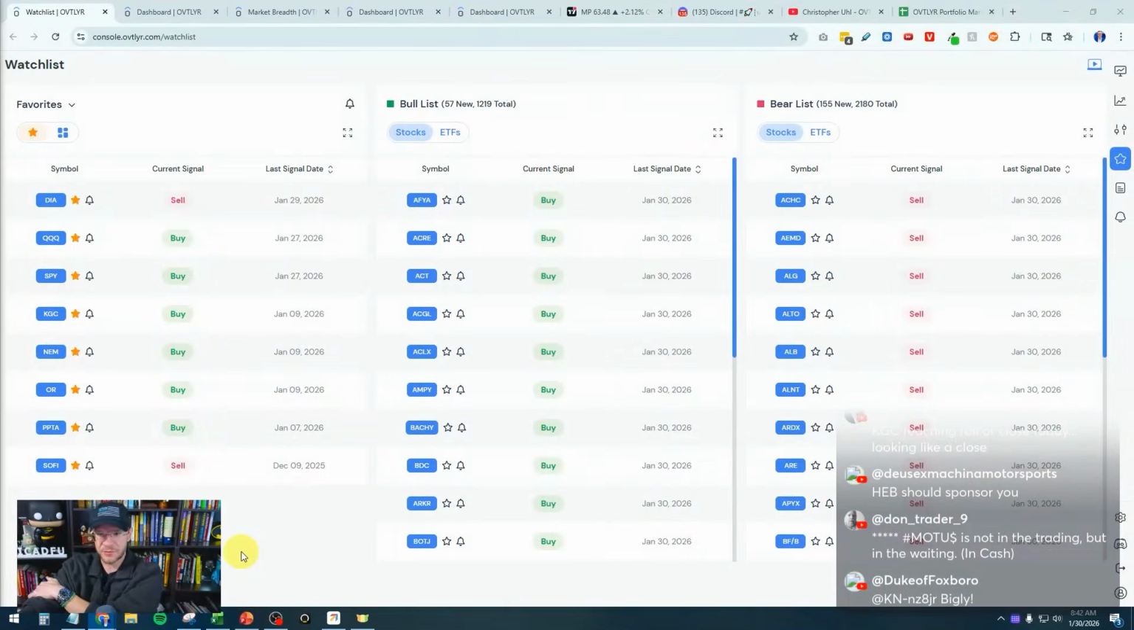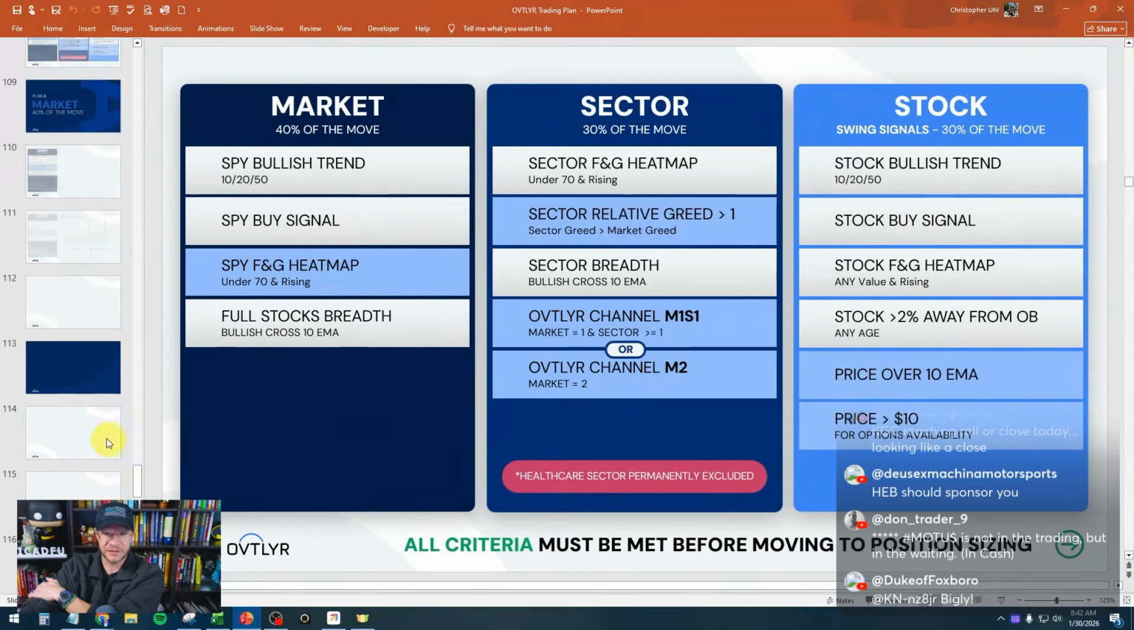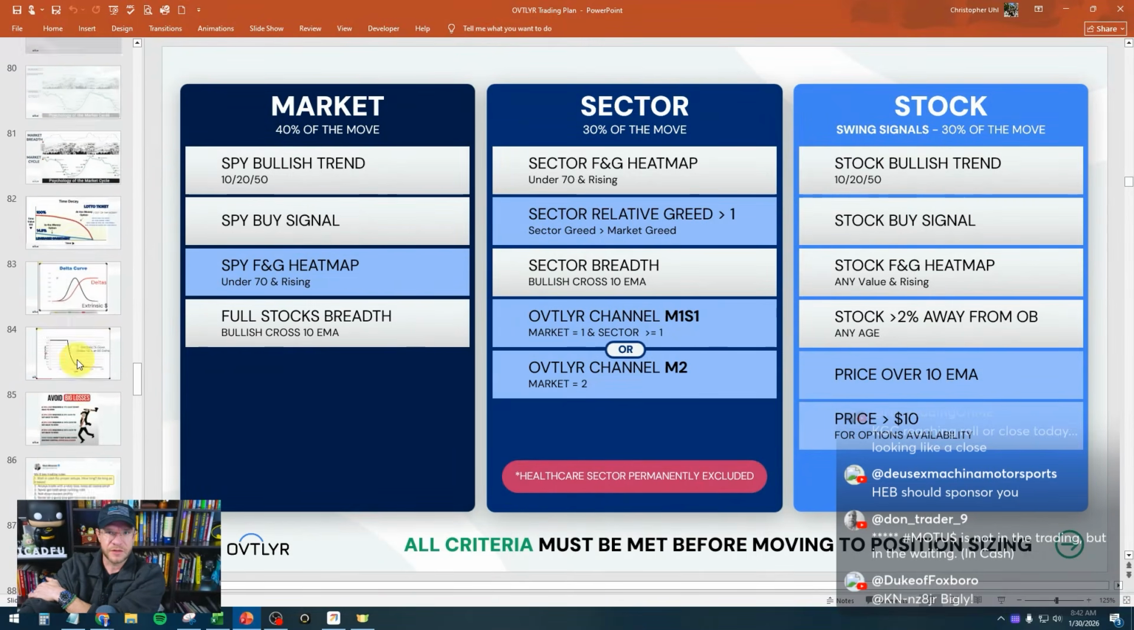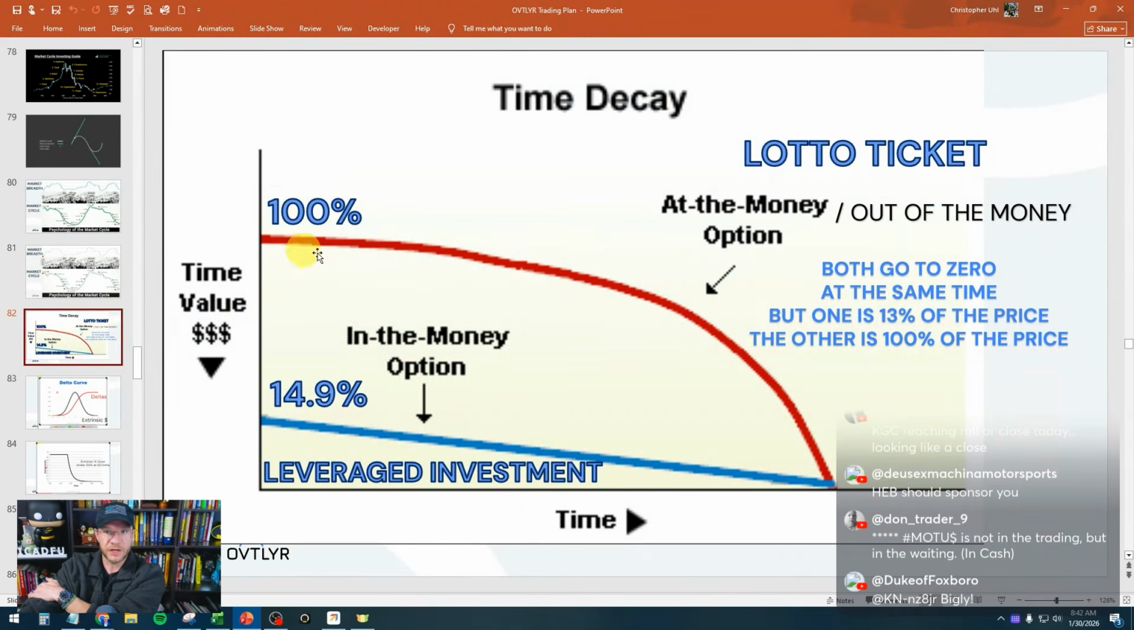In fact, hold on. I got a slide for this. I got a slide for everything. So theta is what you are buying. You are only buying theta. You are only buying time decay 3 months out. When you buy deep in the money, which is where I live, it is more expensive.